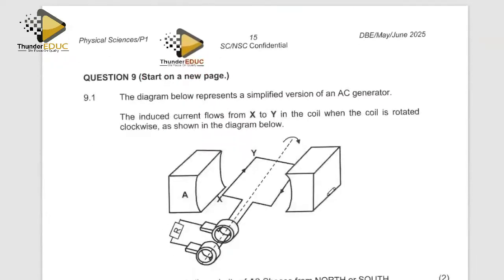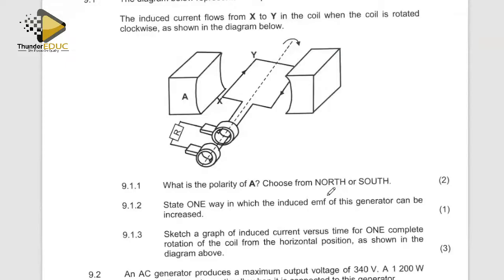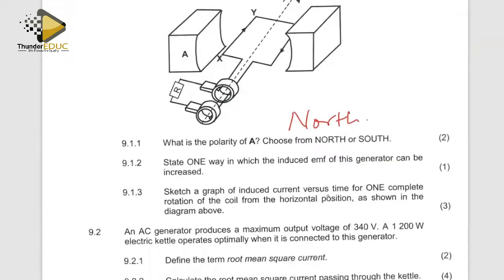Then question number 9, they're telling us we have an AC generator. Which polarity? So using the right-hand rule, the polarity of A is basically the north. State one way in which the induced EMF of this generator can be increased. You basically need to increase the number of turns of the coil, okay? You need to increase the magnetic strength. Okay, you need to use a stronger magnet. You must increase the speed of rotation and so on and so forth.